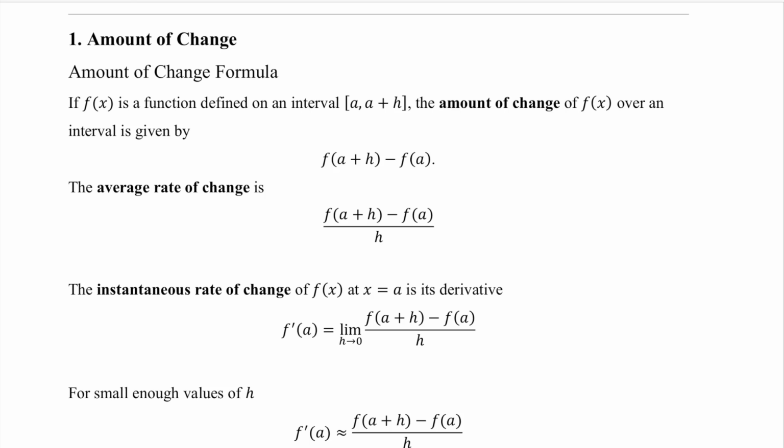If we divide the change by the change in x, which is h, we get the average rate of change. We have already seen that this represents the slope of the secant line between the points (a, f of a) and (a plus h, f of a plus h).